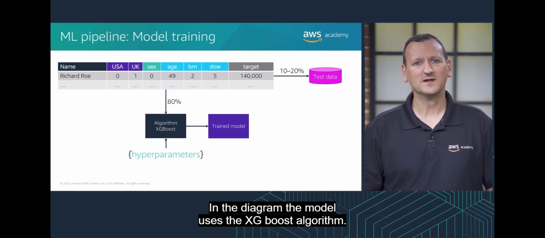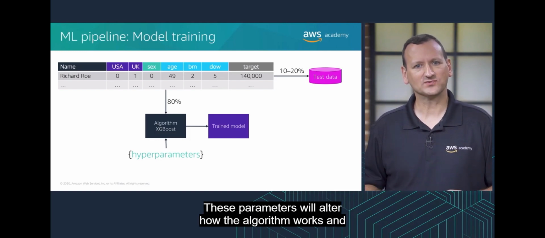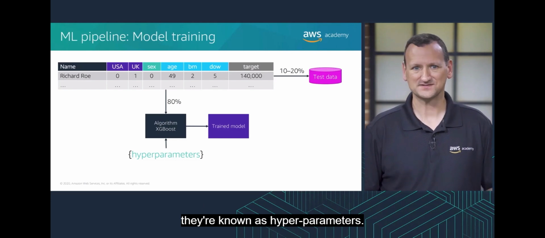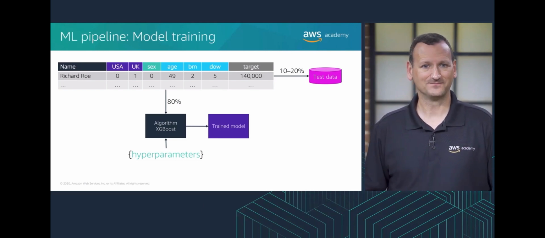In the diagram, the model uses the XGBoost algorithm. The model itself has some parameters you can set. These parameters will alter how the algorithm works, and they're known as hyperparameters. The output of the training job will be a trained model.